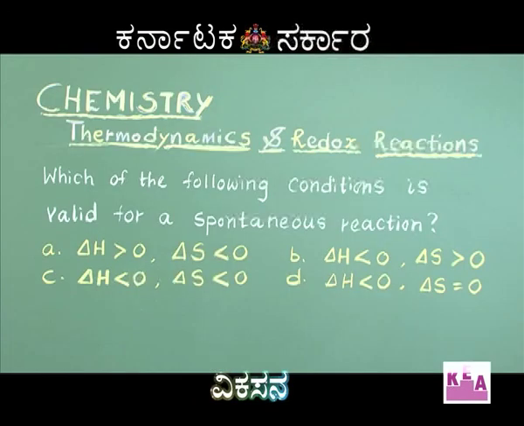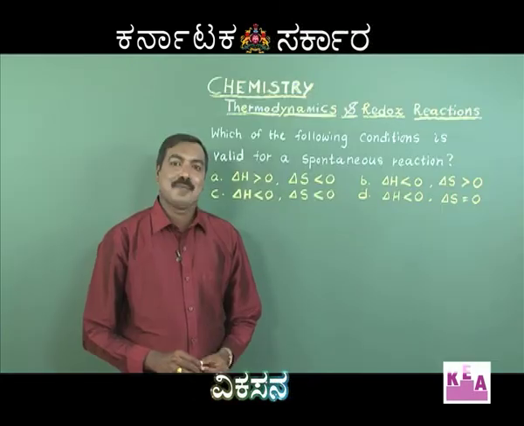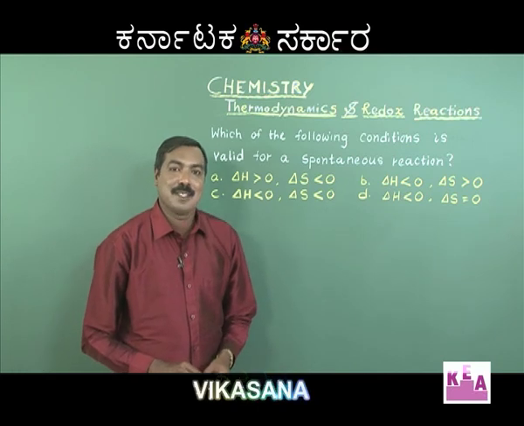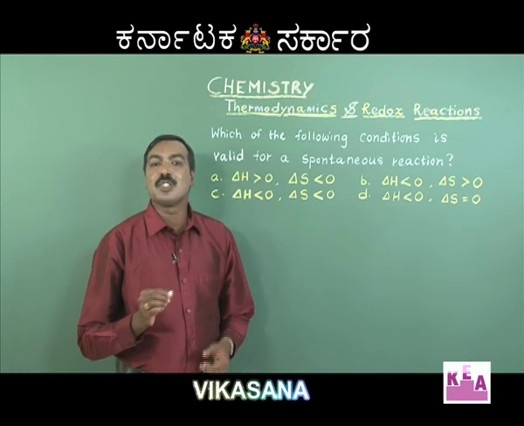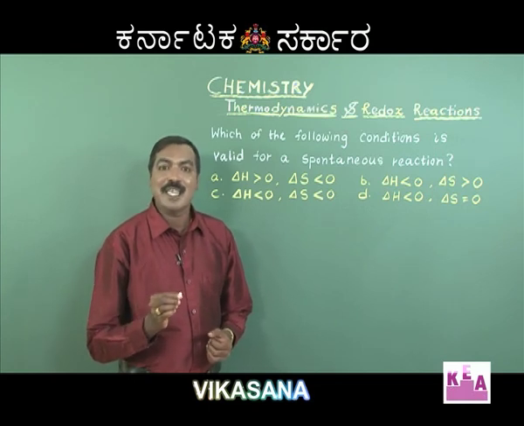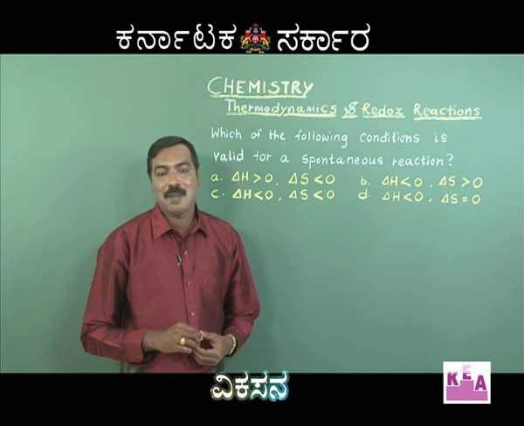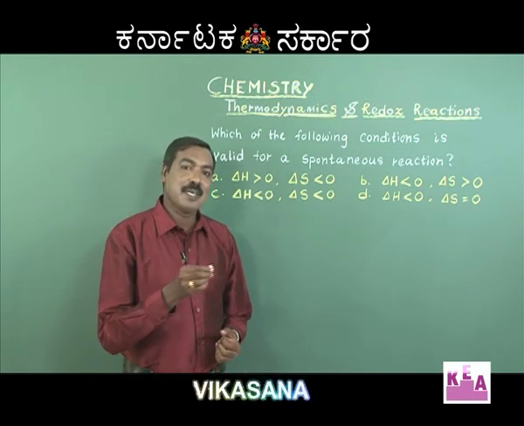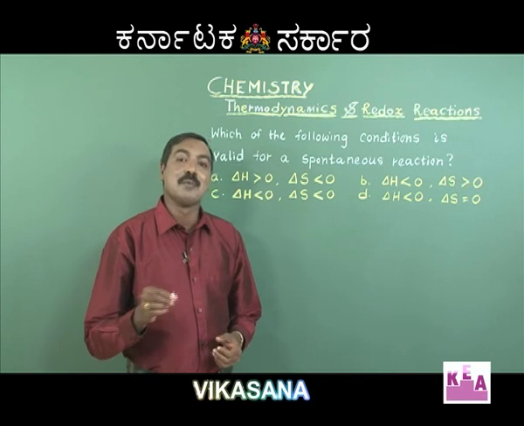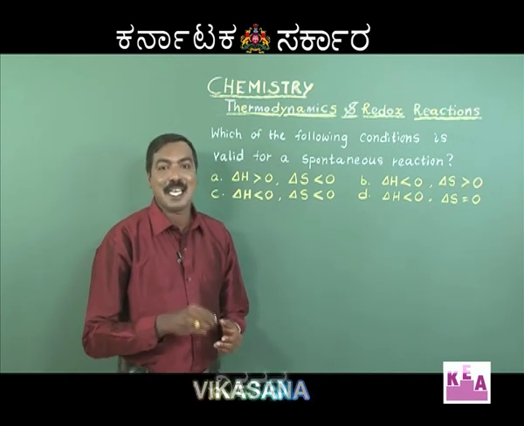Next question. Which of the following conditions is valid for a spontaneous reaction? Now, what is a spontaneous reaction? A reaction which can occur on its own with or without any external agency is said to be a spontaneous reaction. For example, zinc dropped in dilute HCl, hydrogen gas is liberated.